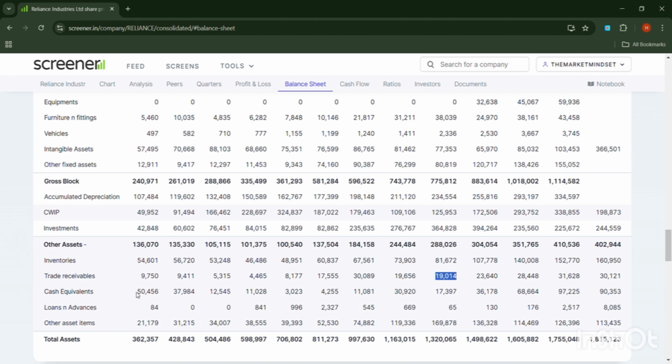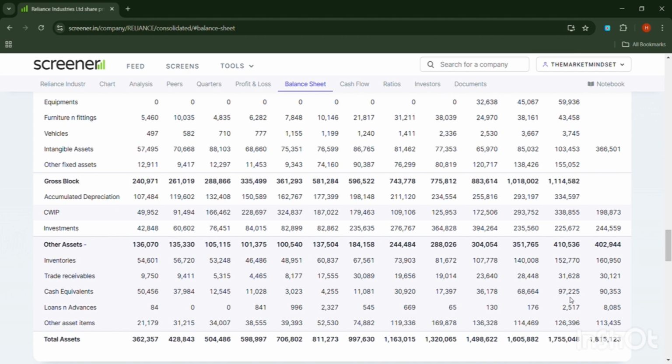Next comes cash equivalents. Cash equivalents basically show the liquidity of a company, how easily it can buy assets using cash. In the case of Reliance Industries, the cash and cash equivalent trend has been growing constantly and in March 2024 it is 97,000 crore rupees, which means that if Reliance wants to buy an asset under 97,000 crore rupees using cash, it can buy it easily.